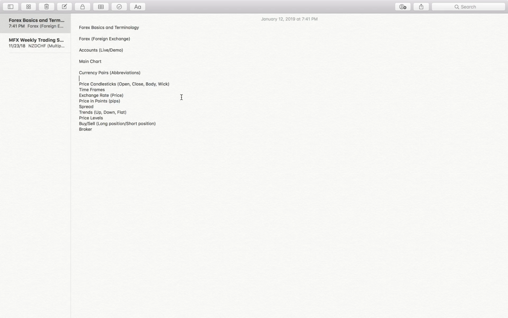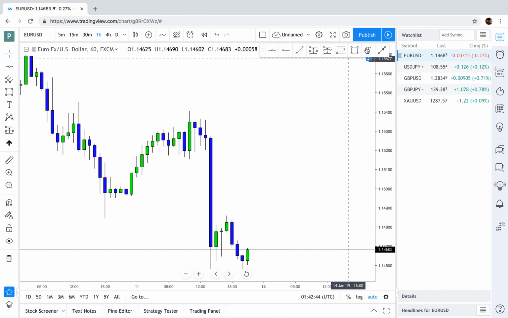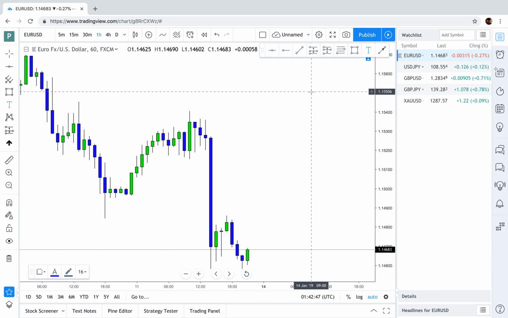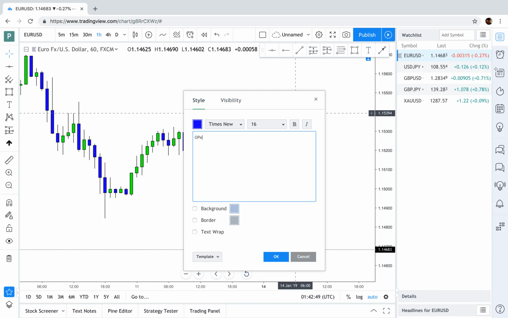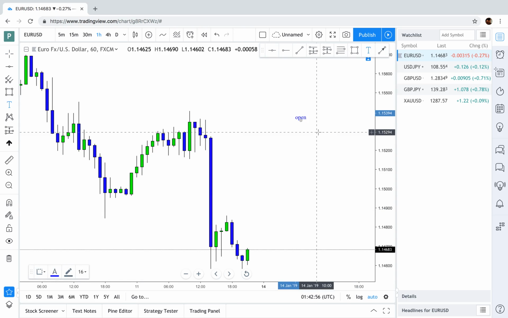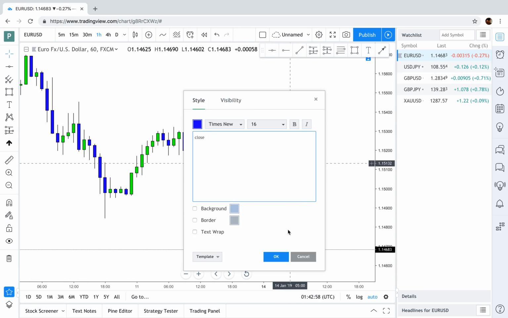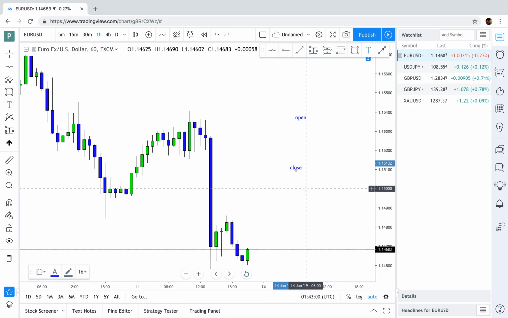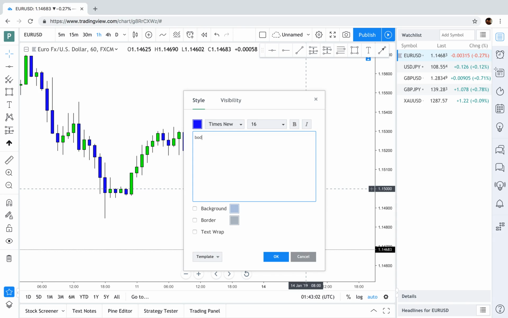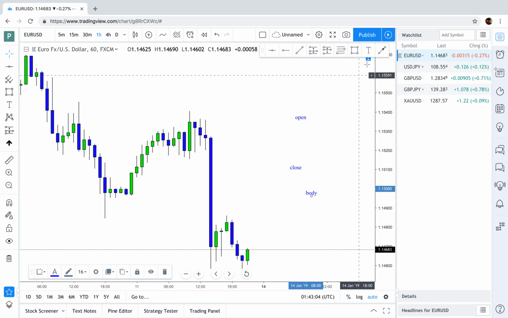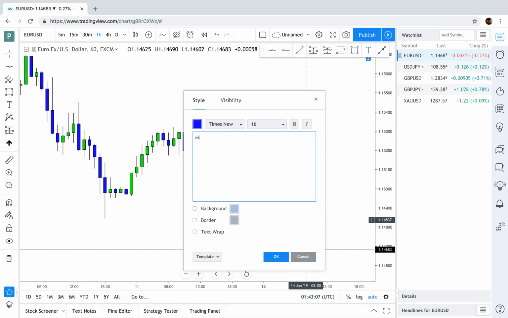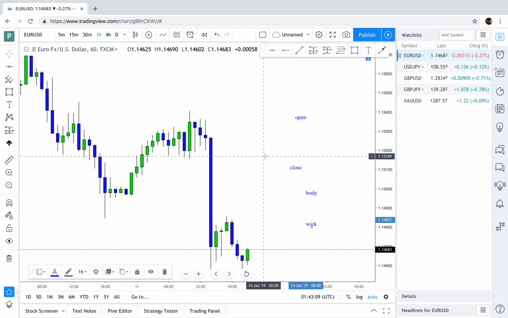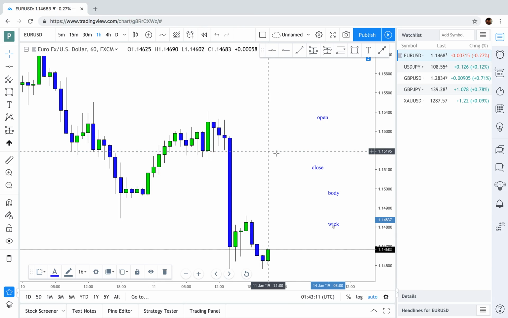There's the open, the close, the body, and the wick. So we're going to put these here on the chart. We're going to write open, and then we're also going to write close. We're going to write body and wick. And I'm also going to break these down a little bit more in later videos so that you get a better understanding. But how a candlestick happens is, remember, it represents price.